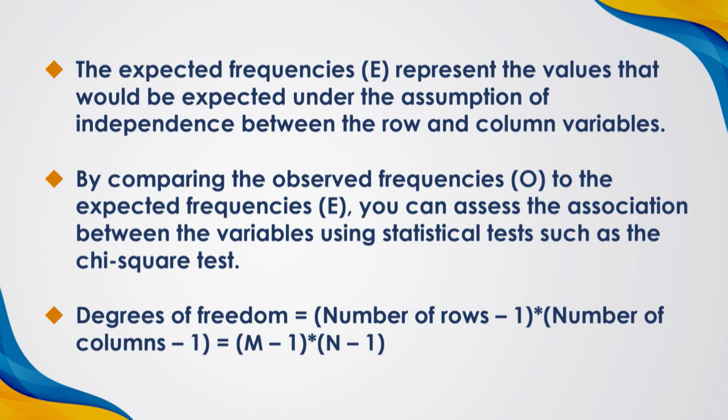So in a 2 by 2 table you can go with 2 minus 1 into 2 minus 1, which is 1, a fixed degrees of freedom, whereas here, based upon your number of rows and number of columns, your degrees of freedom will vary. It means that you should know your capital M and capital N, and only then can it be calculated.